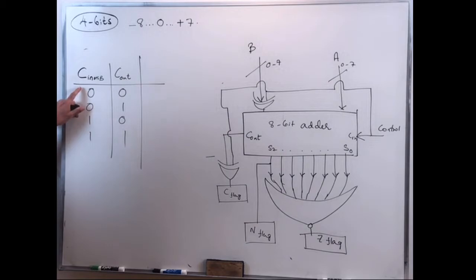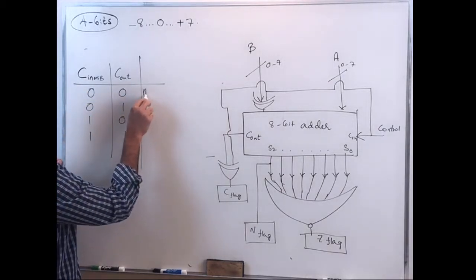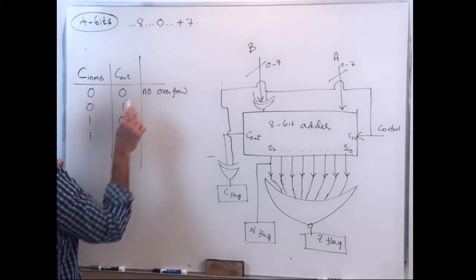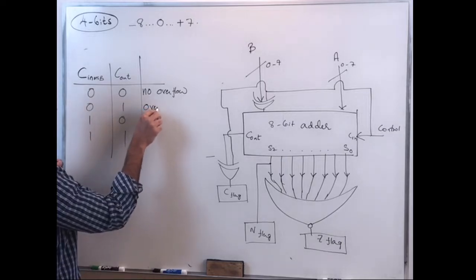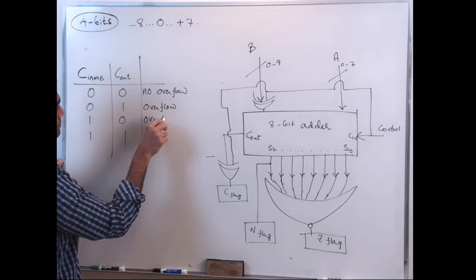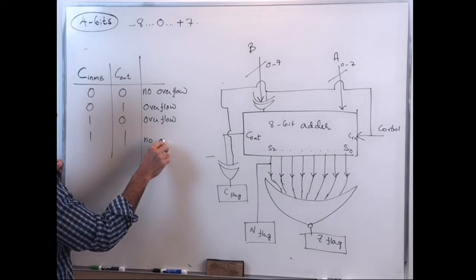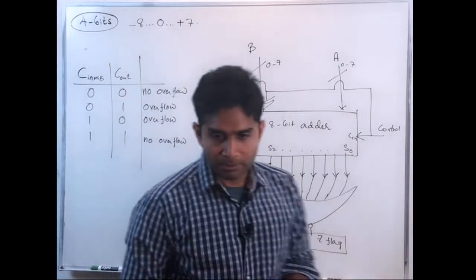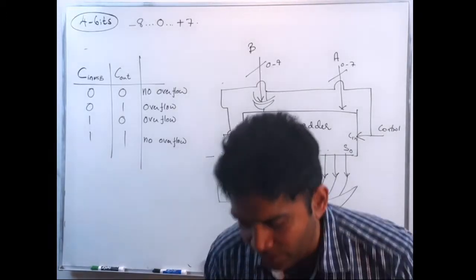You've seen that when my Cin and C out matched, we had no overflow, right? That's what we determined. When my Cin and C out did not match, we had an overflow. When they matched, no overflow. So how do I check for this? What does this truth table correspond to? XOR, yeah? That's it.